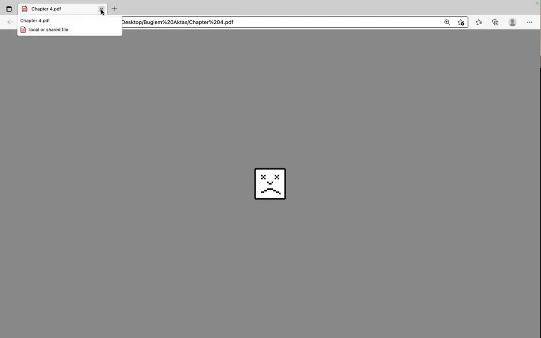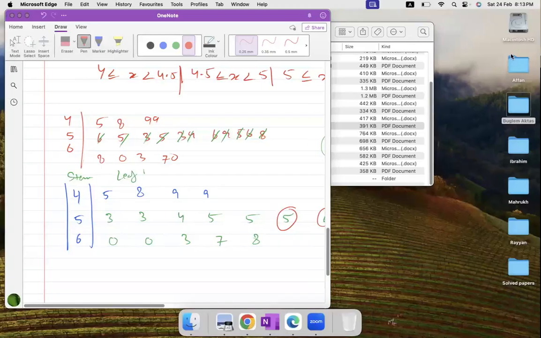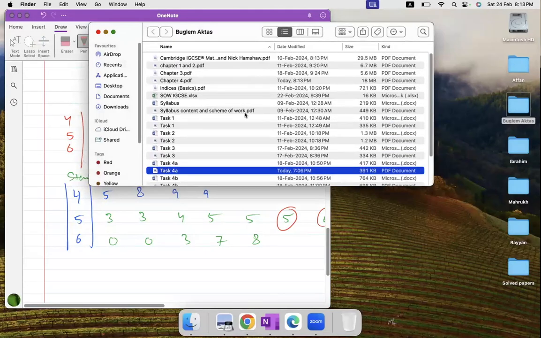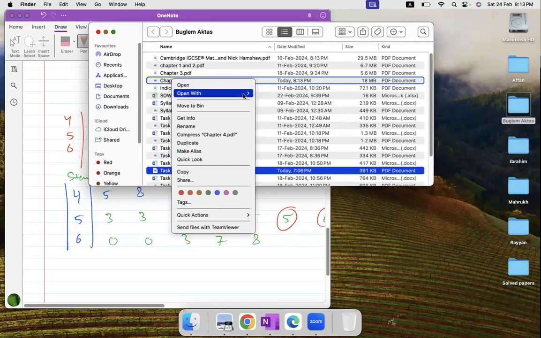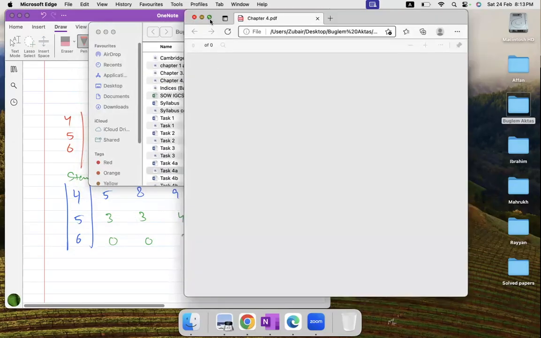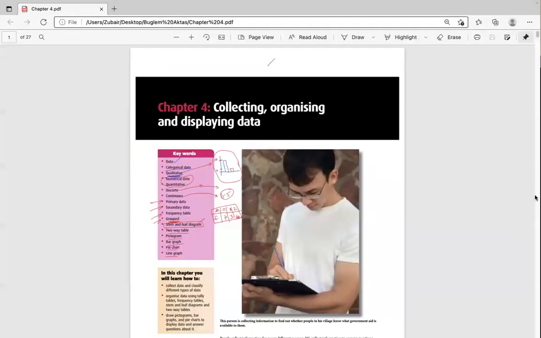Why is it stuck? It crashed. Okay. So if we just look at the table data, we'll decide the least number and the greatest number.